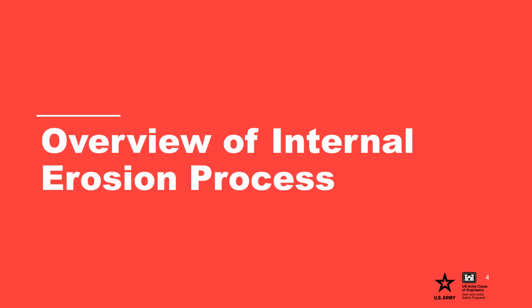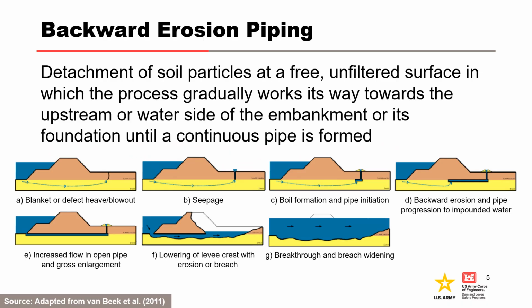Overview of internal erosion process. Backward erosion piping is an internal erosion potential failure mode for levees and embankment dams that has historically caused numerous failures. It is defined as detachment of soil particles at a free, unfiltered surface in which the process gradually works its way towards the upstream or water side of the embankment or its foundation until a continuous pipe is formed.